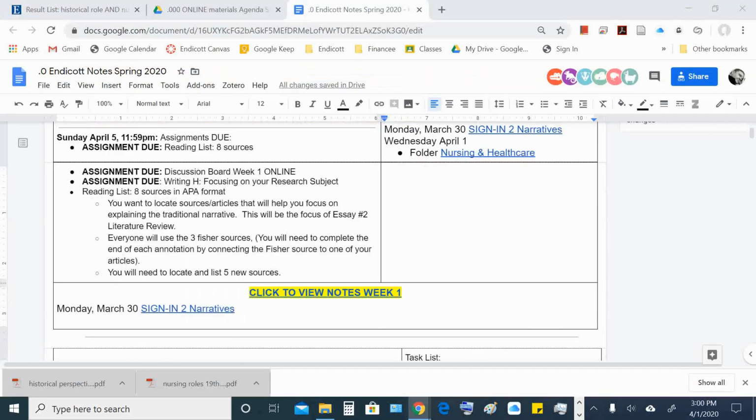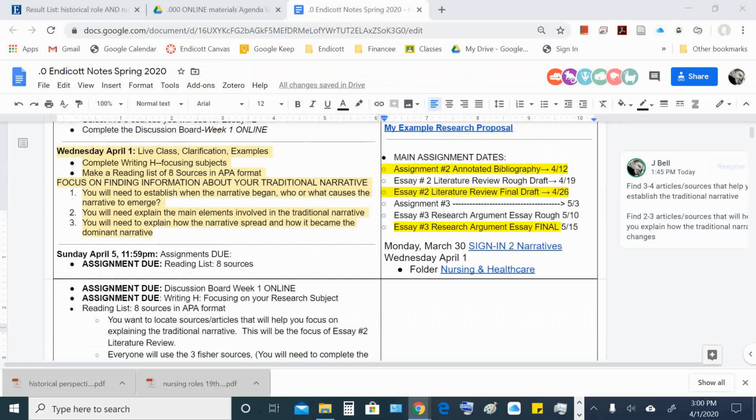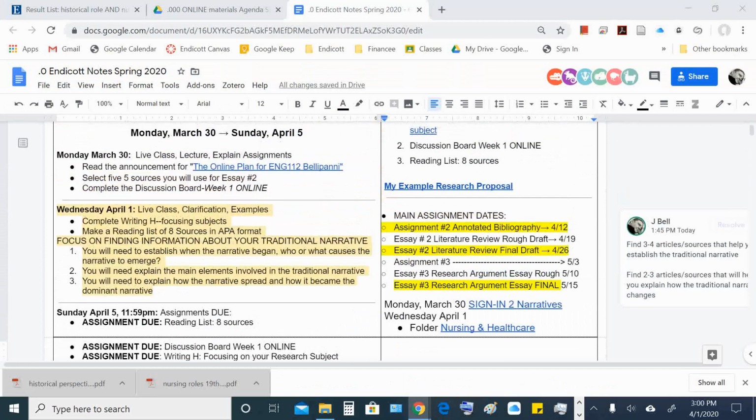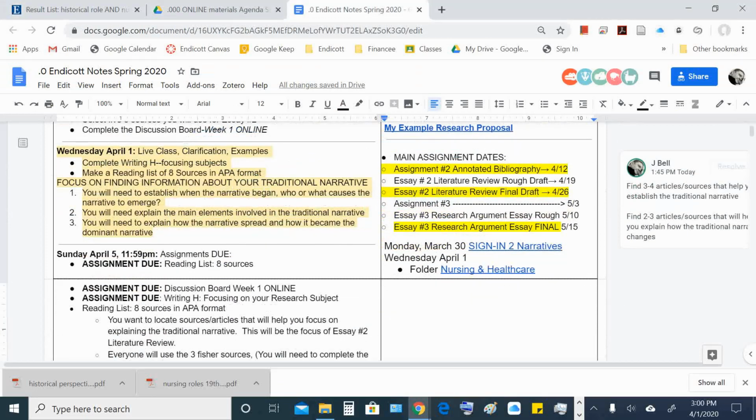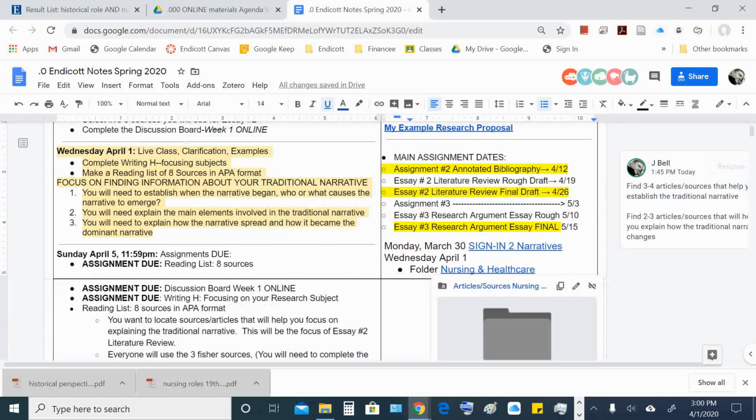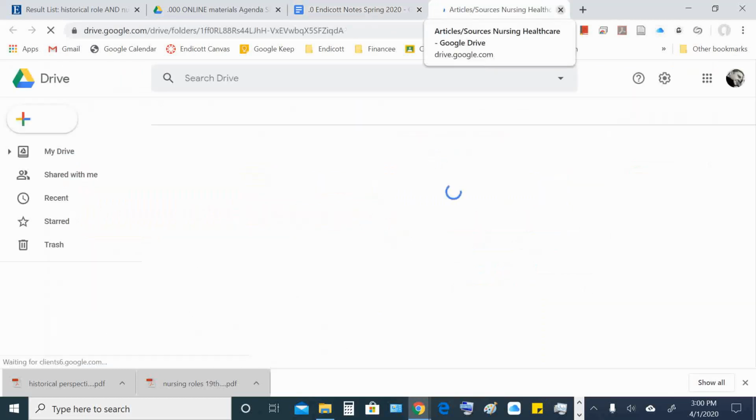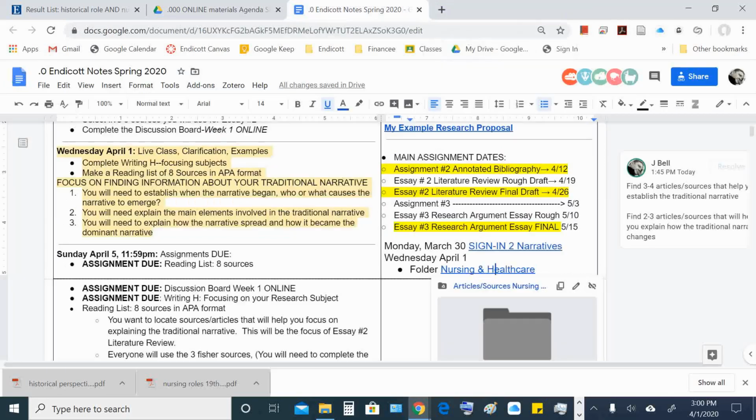So if people are still there, as I find articles, I create little folders for them. So the healthcare ones that I found today, you can access the folder and then try to label them, but not super great. But again, 4 sources would be great for the traditional narrative, and then 2 for the changing.